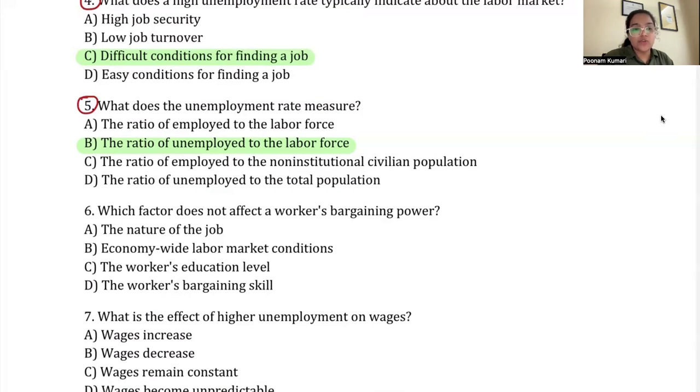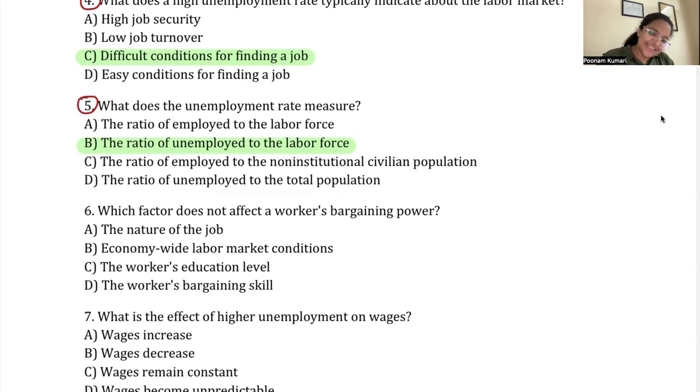B. So which factor does not affect workers' bargaining power? Does nature of the job affect bargaining power? If you're doing a low skilled job versus a high skilled job, it will affect your bargaining power. Yes or no? Yes, ma'am. B, economy wide labor market conditions. Will that affect your bargaining power? No, ma'am. It will not affect.